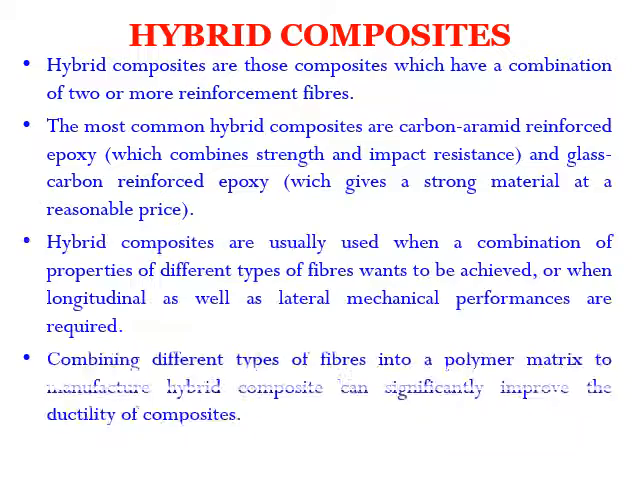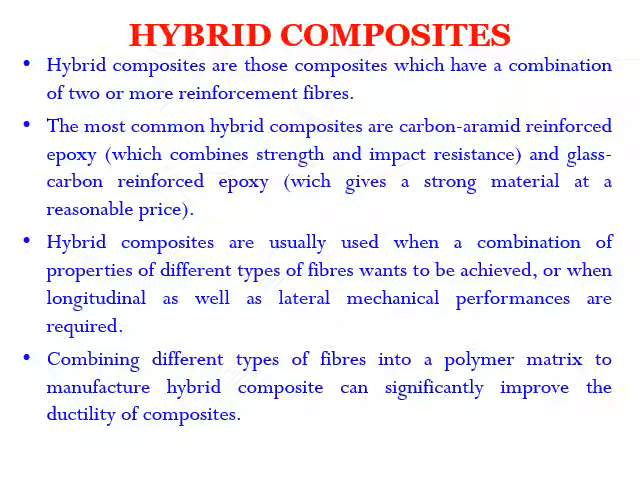So we have seen till now the processing methods which we normally use for a particular matrix: polymer matrix, metal matrix, and ceramic matrix. There are chances in practical applications where we can use more than one reinforcement. We use a combination of reinforcements to give a more desired property. Those are called hybrid composites.